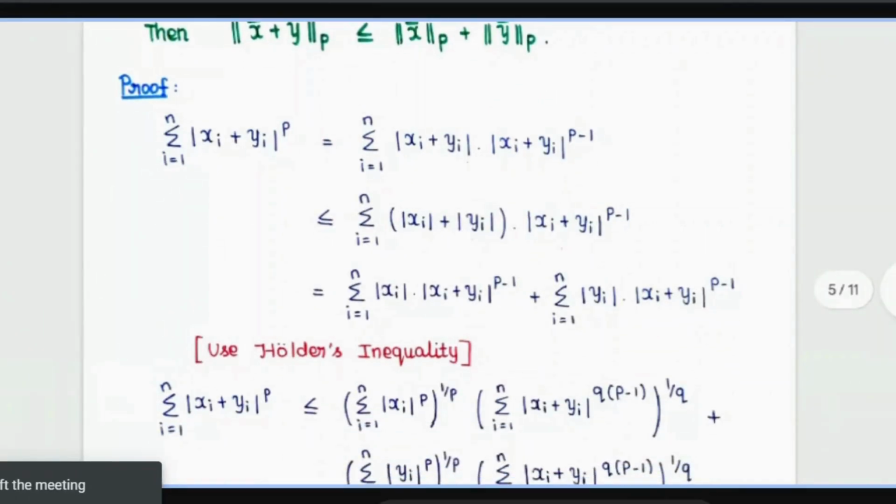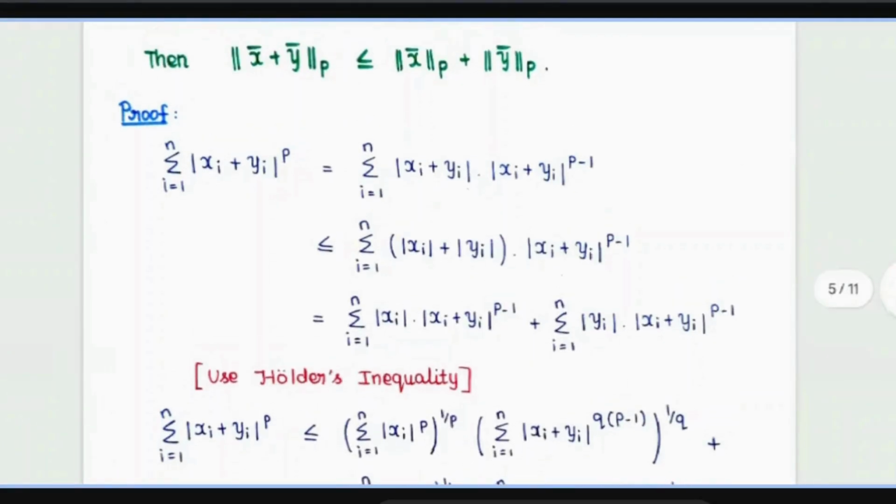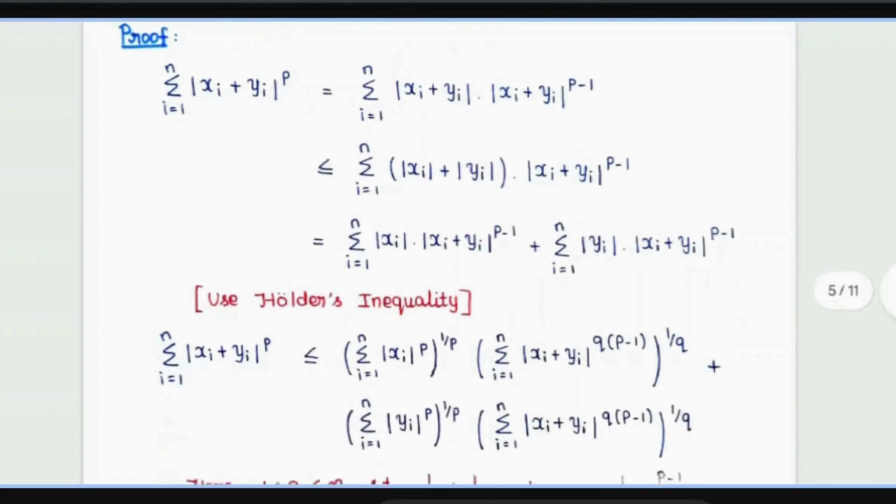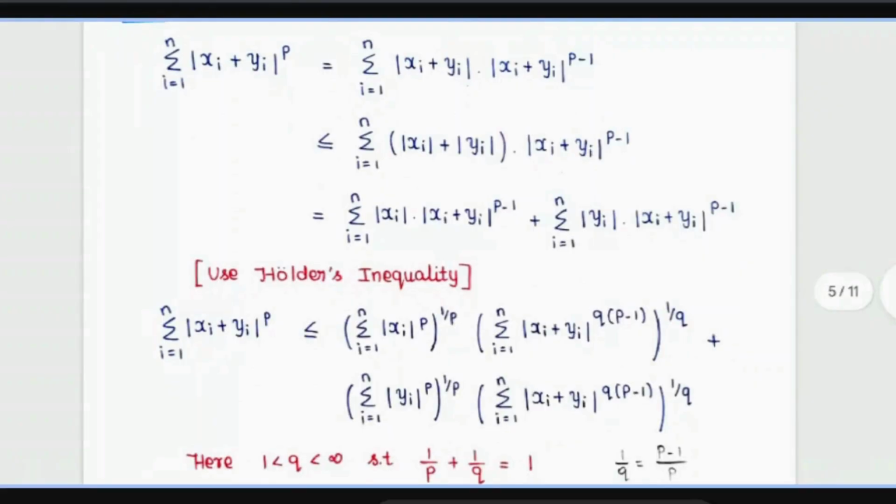Now we can separate these terms as summation i from 1 to n of |xi| times |xi + yi|^(p-1), plus summation of |yi| times |xi + yi|^(p-1). Now we know Holder's inequality, and these two terms are in the form of summation |xi yi|. So we can use Holder's inequality, and here xi is the same as xi, and yi is |xi + yi|^(p-1).